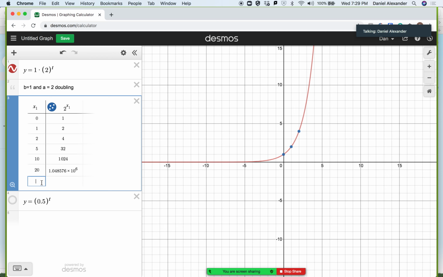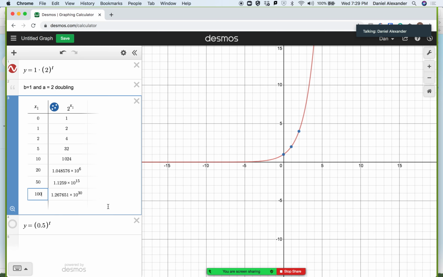10 to the 6th is 1,000,000. Let's throw in 50. Things are getting pretty big. Let's throw in 100 just for yucks. You can see how quickly that graph is growing. It's just really growing quickly. So let's look at a couple of things about the graph, and I'm going to write them down here.